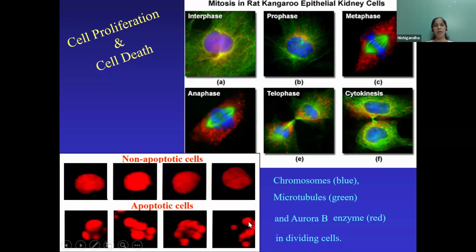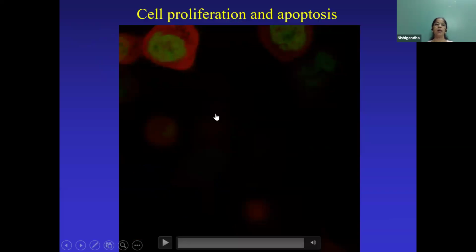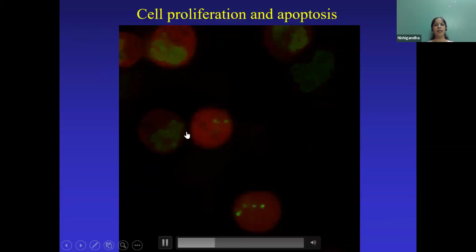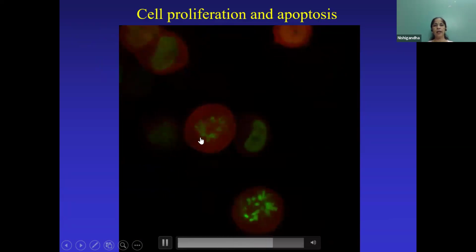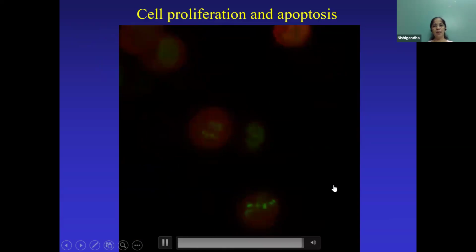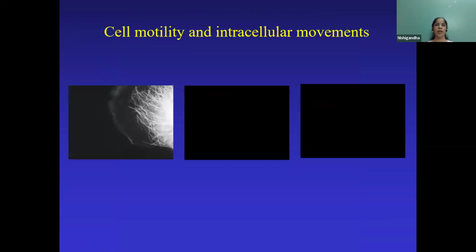This isn't fixed cell, but the same thing can also be seen in the live cell. Here now cell nucleus is expressing GFP and cytoplasm is expressing red color, that is RFP. Now you can see that in dividing cell, the chromosomes are getting separated very nicely. They are arranged in the anaphase and then separating. So this kind of studies are possible in live cells too.